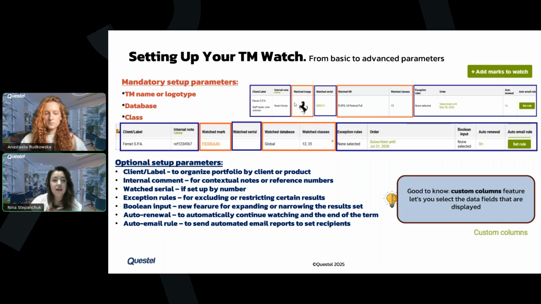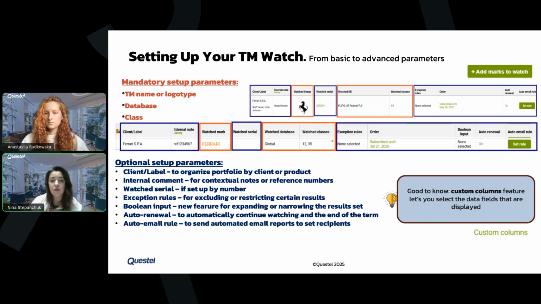Then internal comment or internal note allows you to store extra information about the watch, like case numbers or any other additional information that you would like to see. Then you can decide whether this comment should be visible in the report or remain internal only. Exception rules give you the ability to limit or refine the scope of the results, such as excluding your own trademarks or only receiving results with certain spellings. About this one, we'll also talk in a bit more detail later.